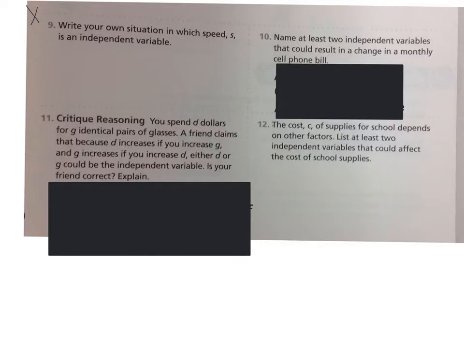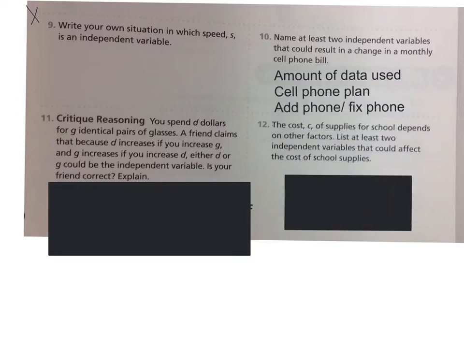Number 10 asks us to name at least 2 independent variables that could result in a change in the monthly cell phone bill. So a couple of examples here: the amount of data used, what your cell phone plan is. If you add a phone or fix a phone, it's going to change. If you have a family plan with several phones on there, that's going to change the amount, and so would having to get your phone fixed. The type of phone, if you have a more expensive phone, maybe that gets figured into your monthly cost.